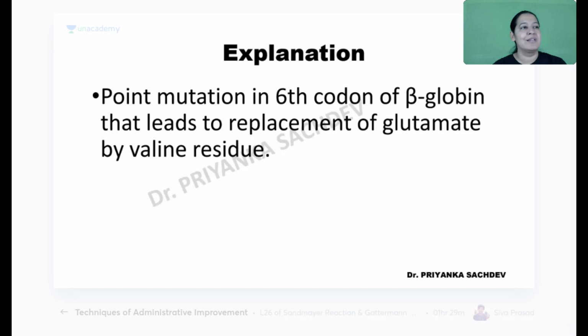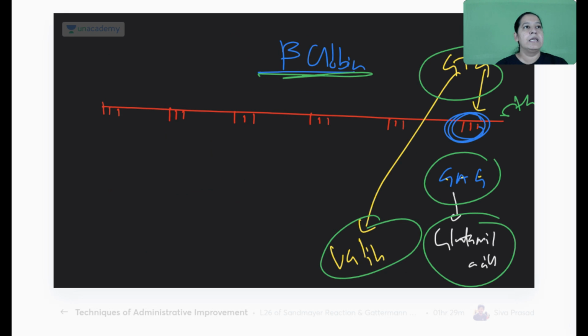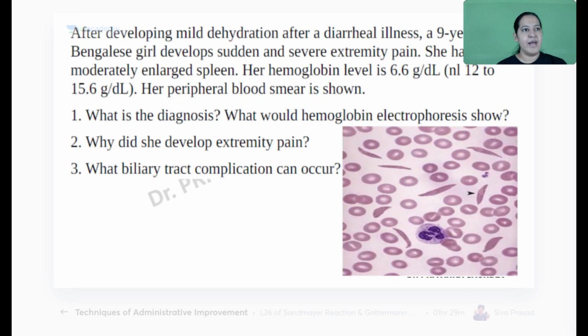So here the answer is C. This is the next question in front of you. You have to write your answer in the chat box. See the question. Read the options first. What have I asked? What is the diagnosis? And what will hemoglobin electrophoresis show? Two questions I have asked. So see the image. Now you can read the question.